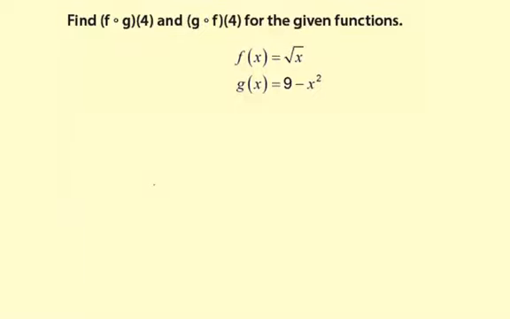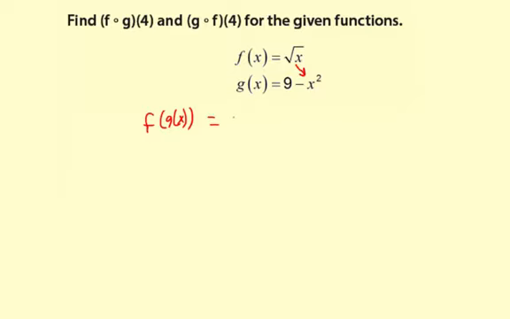Find f of g of 4 and g of f of 4 for the given functions. f of x equals square root of x, g of x equals 9 minus x squared. So f of g of x, we'll find that one first. It means you take the f of x and put it in here.